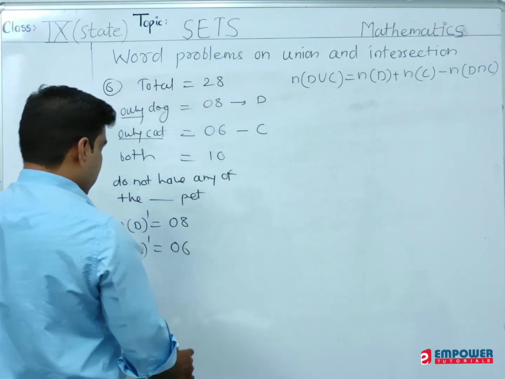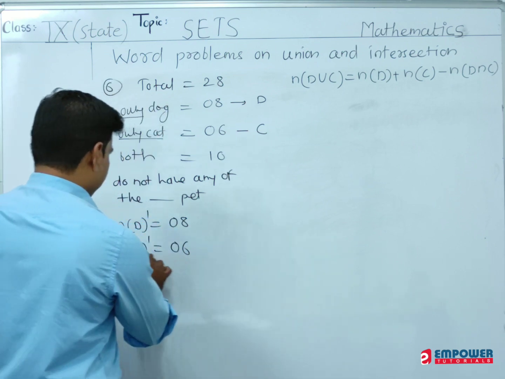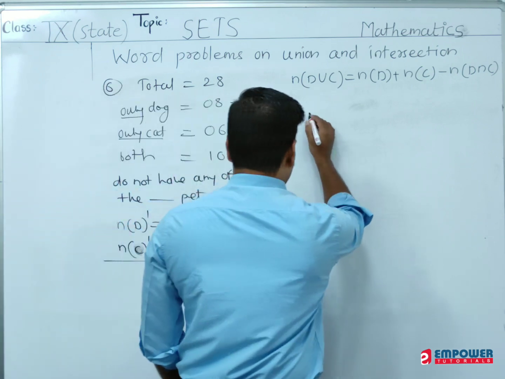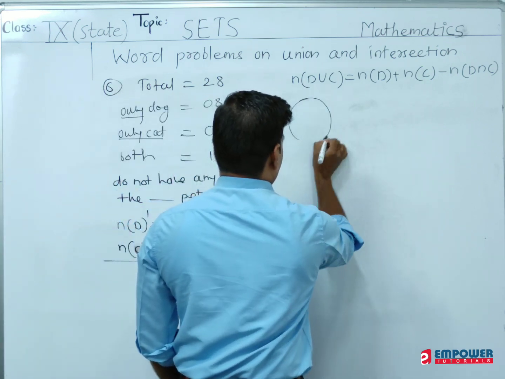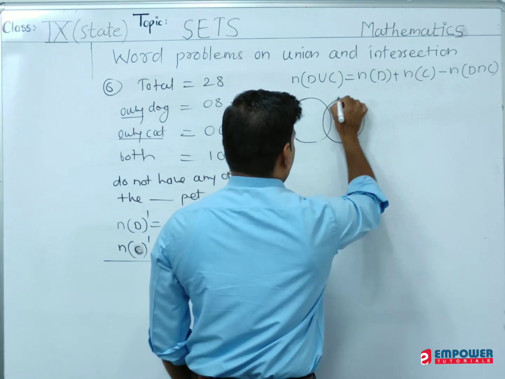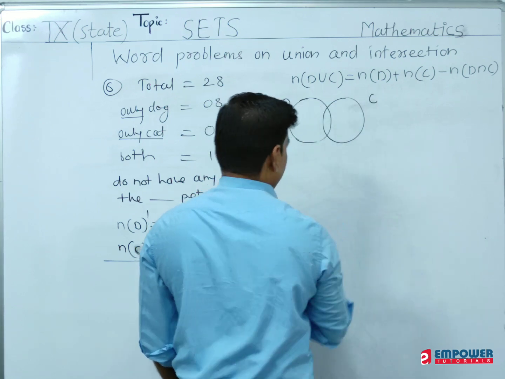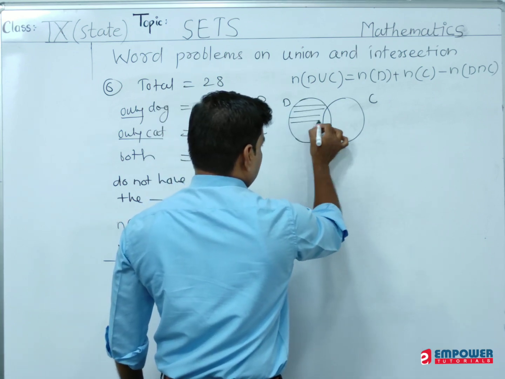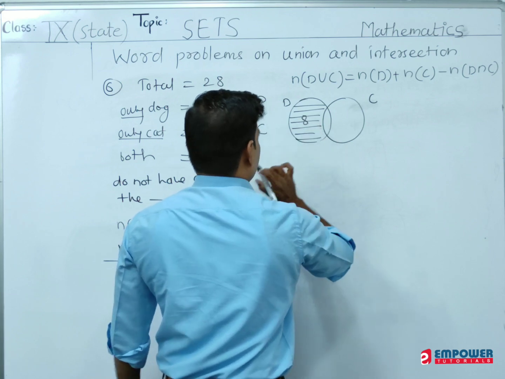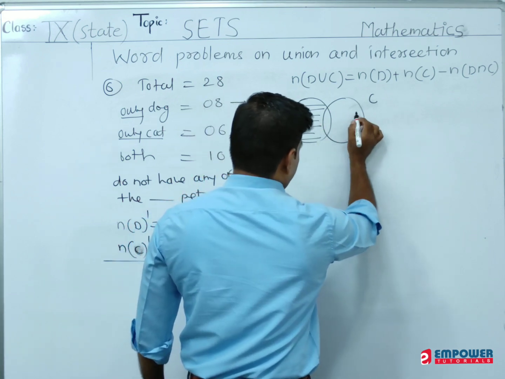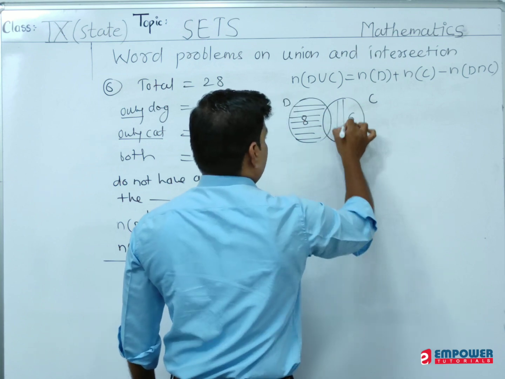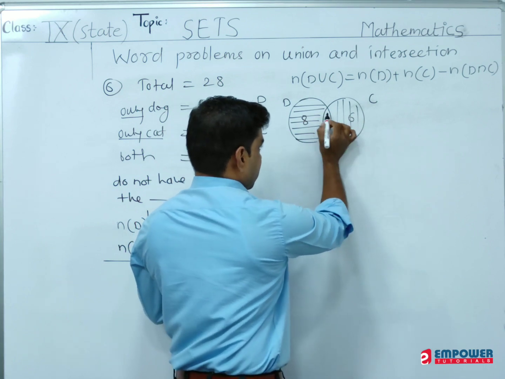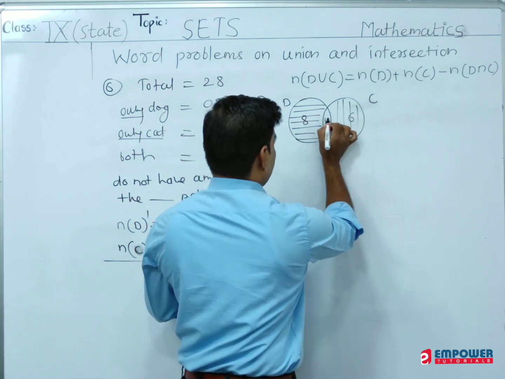So how to solve this? Again we will take the help of a Venn diagram. I'll write here only. There are 2 sets. Say this is D and this is C. What is given? 8 students. See, I am drawing like this. This is 8 students having only dog as a pet animal. This is 6 students who have only cat as a pet animal, and this is the common students, these are 10.